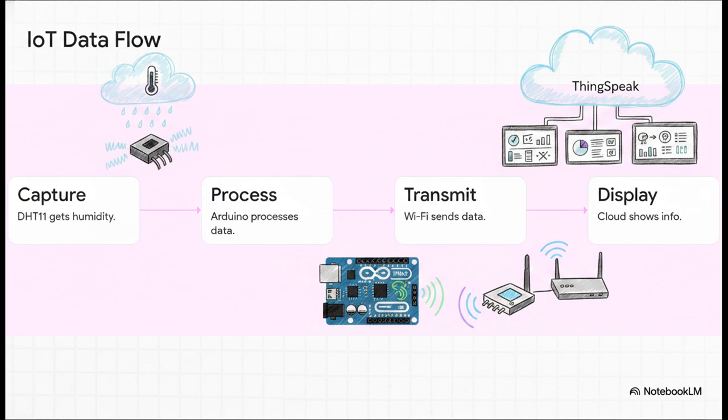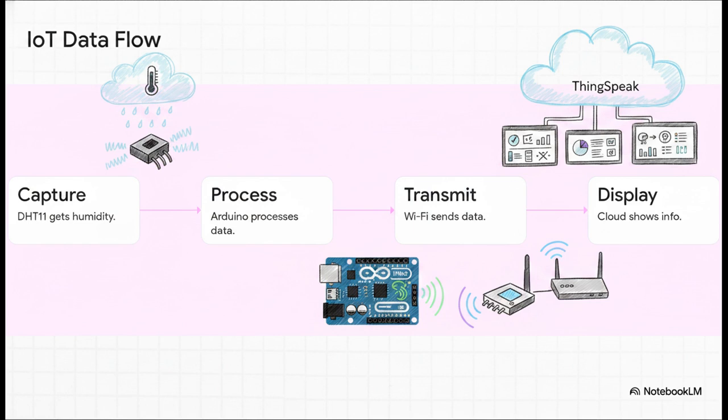Step 1, the DHT11 captures the humidity. Step 2, the Arduino processes it. And hey, let's pause here for some best practices. One of the most common mistakes beginners make is trying to read the sensor too frequently. These sensors need a second to breathe. You have to put a small delay, like 2 seconds, between your readings or you'll get errors.